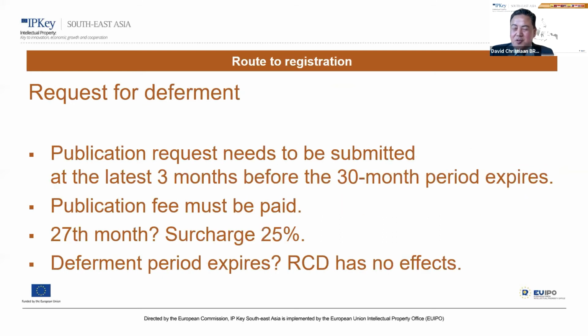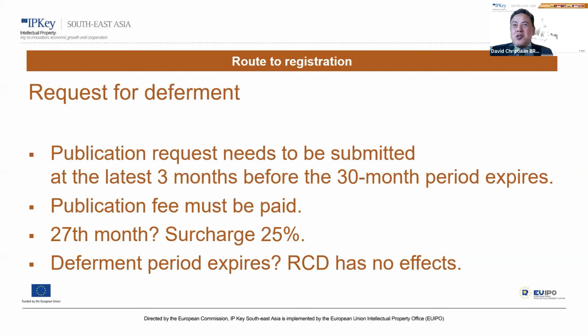The next characteristic for the deferment period is this. Within the 30 months, applicants have to submit a publication request. This means that the EUIPO does not automatically publish if there is no publication request or if the publication fee is not paid.